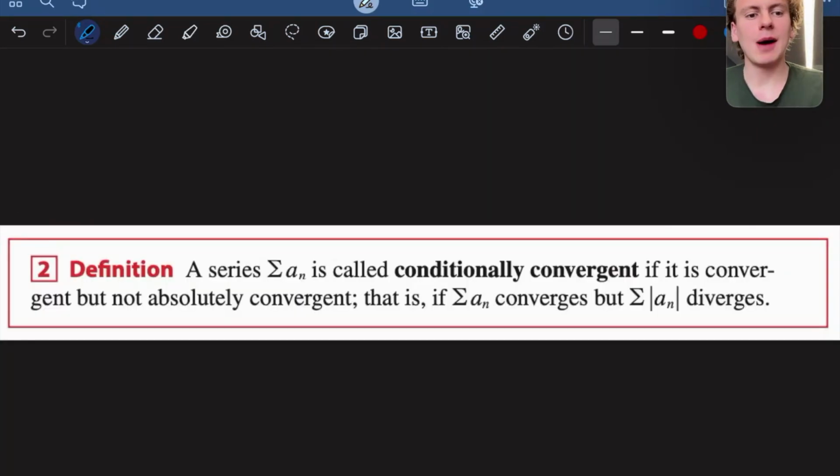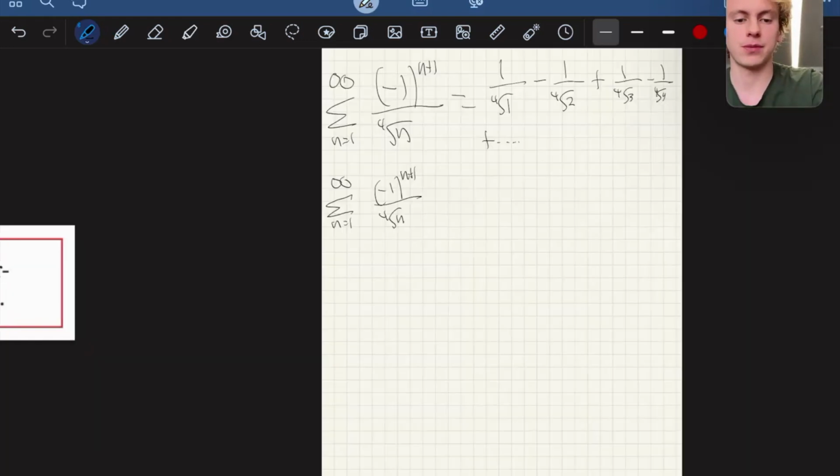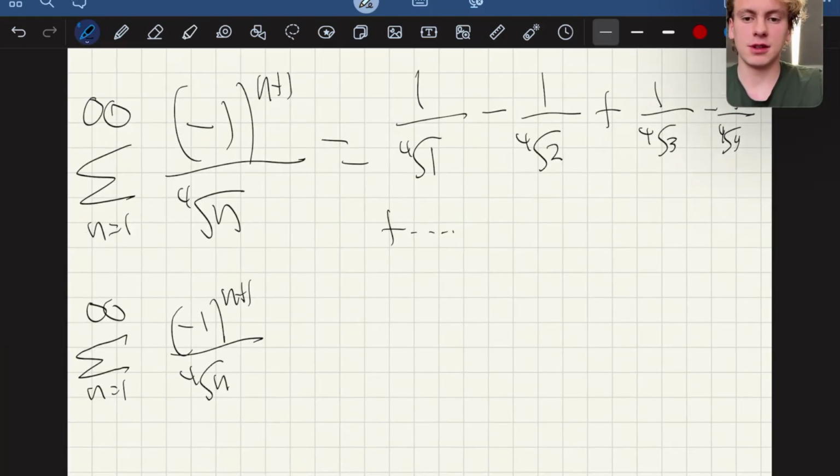Now that we know what absolute convergence is, let's look at conditional convergence. A series is called conditionally convergent if it is convergent but not absolutely convergent. That is, if a series converges but the absolute value of it diverges. So let's see what this means through another example. Take this series, (-1) to the n plus 1 over the fourth root of n. As you can see, it's also an alternating series because the signs alternate.